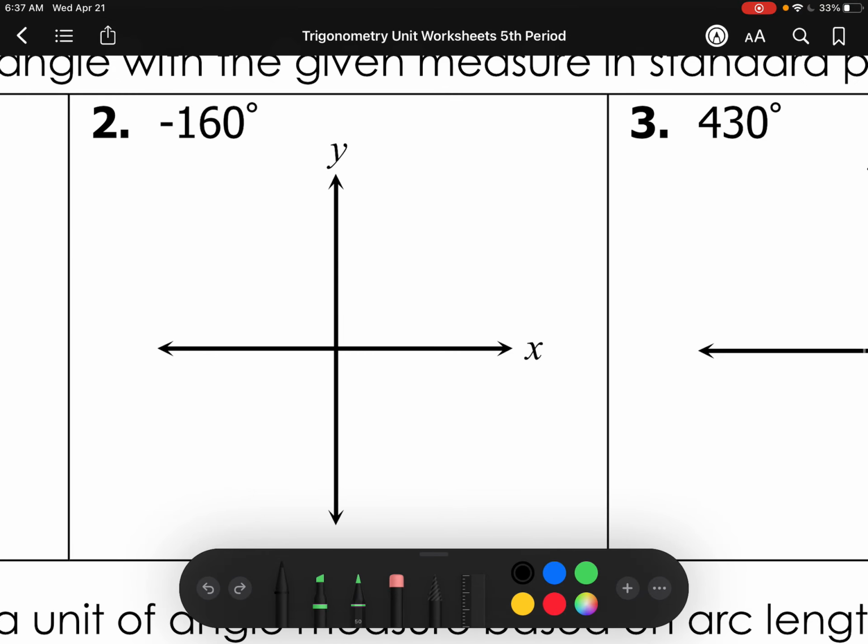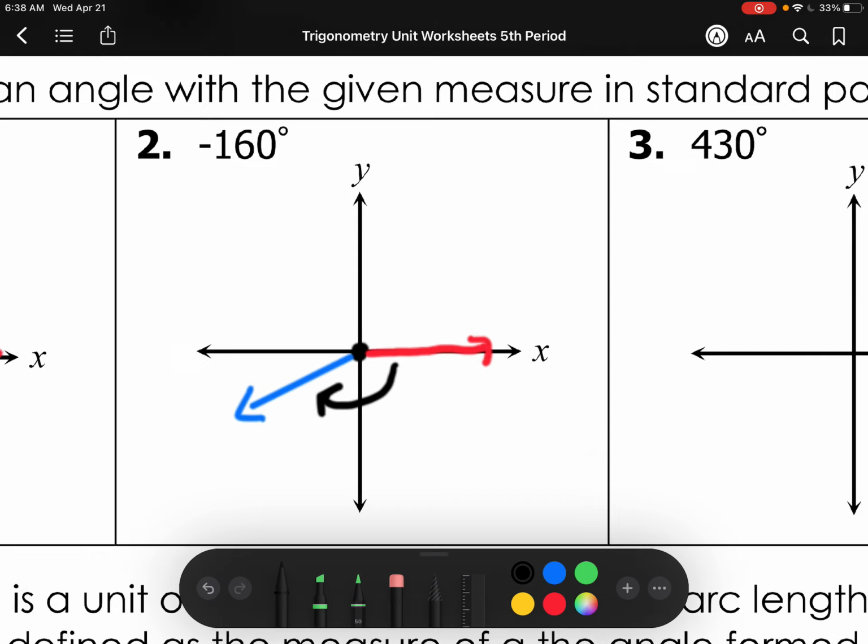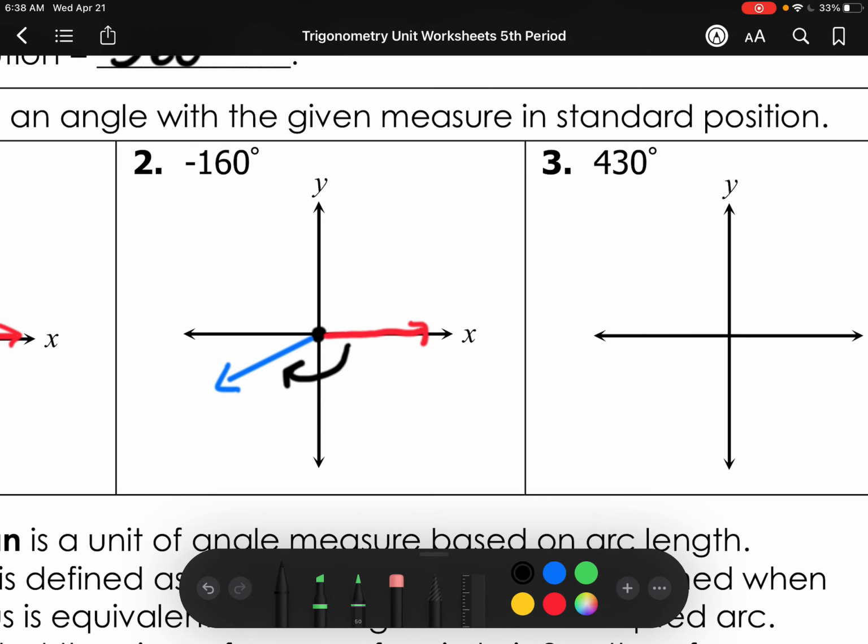All right, so number two is negative 160 degrees. One half rotation like this would be negative 180 degrees, so I know that it has to be between these two quadrants right here. I'm going to draw my vertex first, so my vertex is right here. Next, I'm going to draw my initial side, that's where we started. Now it's going to be in standard form wherever we draw our angle. For negative 160 degrees, I'm going to estimate that it's going to be somewhere around here, and since the rotation was clockwise, this is a negative 160 degree angle.